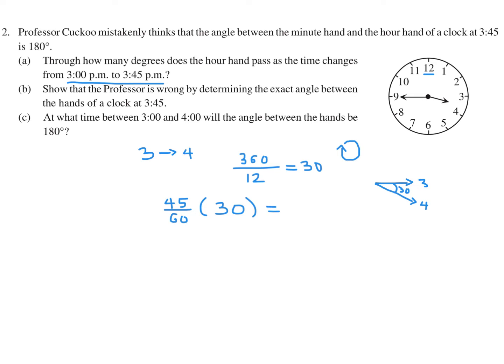So 45 over 60 is 3 over 4 times this 30 degrees. And that's going to be 22.5. And that is the answer, degrees. So you can put degrees in there if you want.